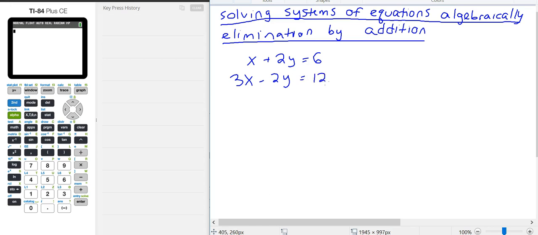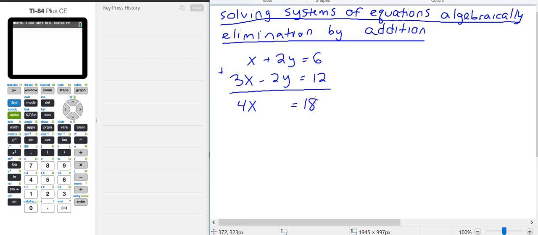The goal when we're solving a system of equations algebraically is we want to be able to write a new equation using the information that we know from the system of equations. We want to write this new equation so that it only has one variable. Now notice that if we add these two equations together, we add the x terms. x plus 3x is 4x. Positive 2y minus 2y, those two terms cancel out. And this is equal to 6 plus 12, which is 18.